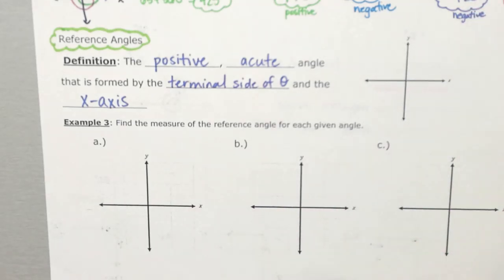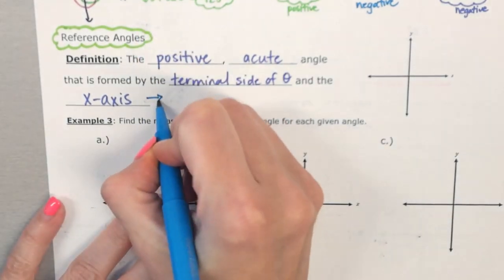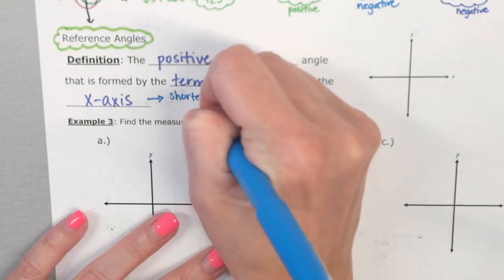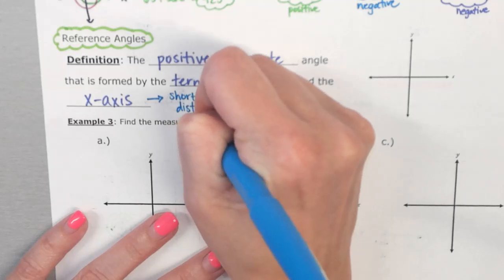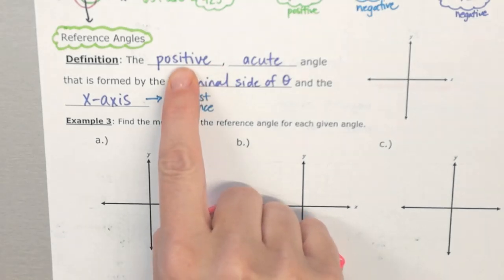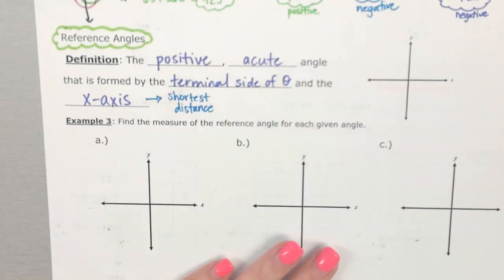Now, when you are finding this angle, it is always going to go to the side of the x-axis that it is closest to. So it always is going to go to the shortest distance. Sometimes it's the positive x-axis. Sometimes it's the negative x-axis. It's whichever side is closer. Okay, so we are going to find the shortest distance. It always will be positive, okay? And acute means it's between 0 and 90.